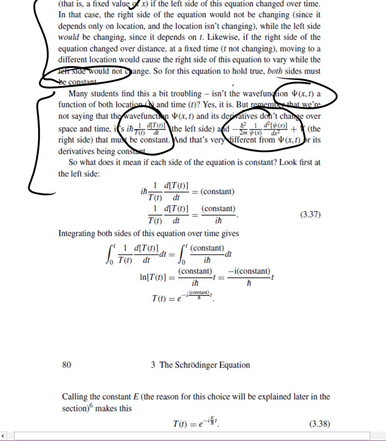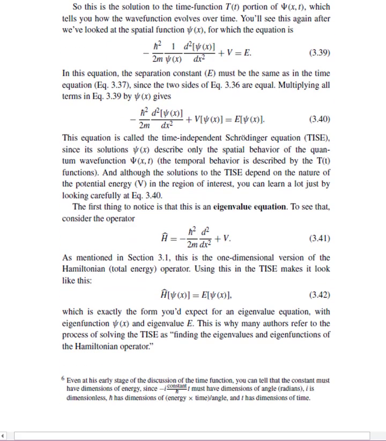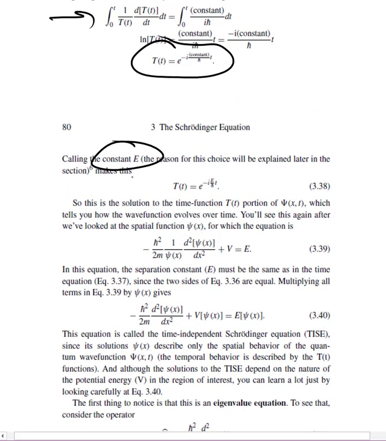So what does it mean if these sides are constant? Well, let's look at the left side first. Here we've written the left side just as a constant, and if we do a little algebra and integrate both sides, you come to this equation, which says the function of time, T of t, is simply an exponential, e to the negative i times the constant over h bar times time. We're going to call that constant E. As it says in a footnote down here, you can actually see it must have dimensions of energy, but for now, we're just going to call it E, and that makes the time function T of t look like this. We'll come back to that, but for now, look at the other side of the equation.